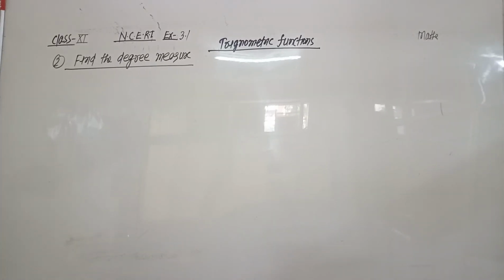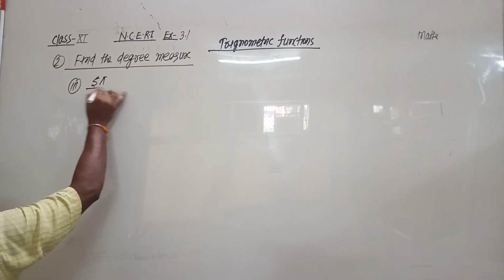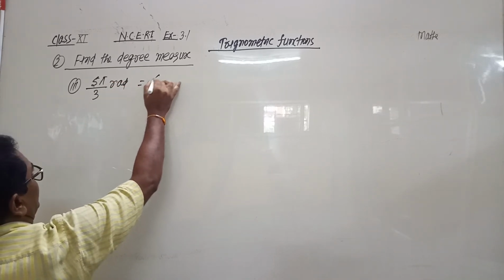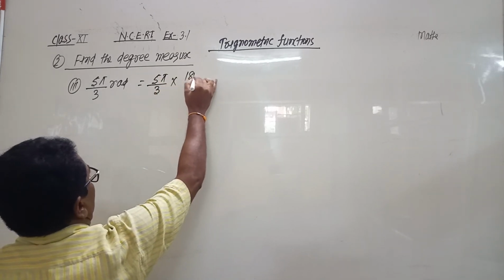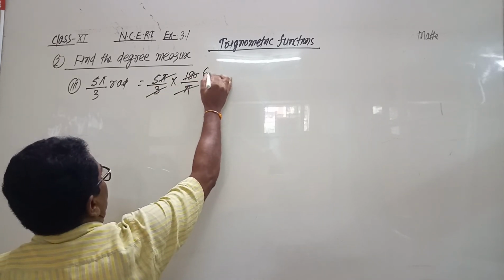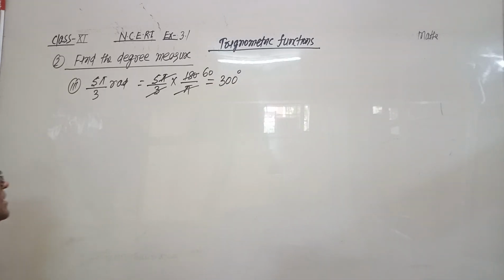See next question. 5 pi by 3 radian, and we have to convert it into degree. So 5 pi by 3 multiply by 180 by pi, pi gets cancelled, 3 sixes are 180 and 60 into 5, 300 degree. So 5 pi by 3 radian means 300 degree.